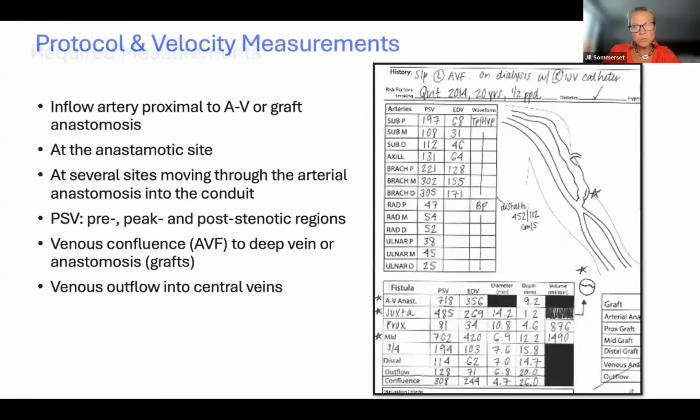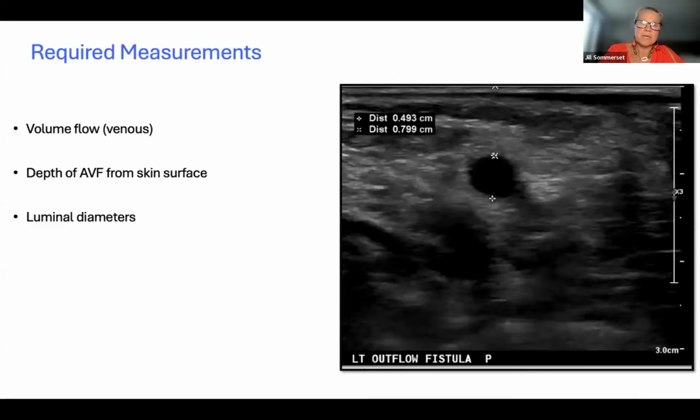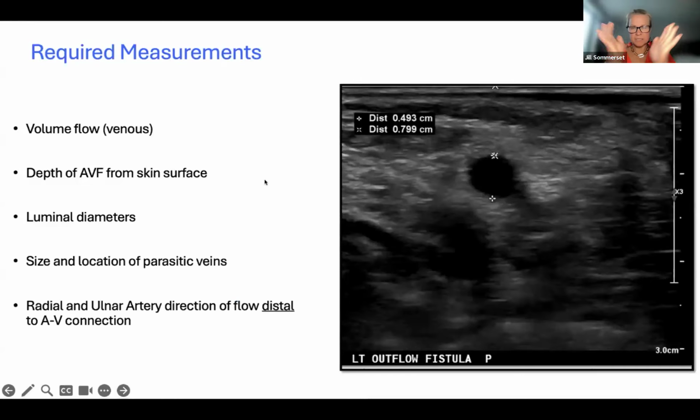So this whole diagram is really helpful to show the patient, but also for the multidisciplinary team to really understand what's happening with this particular patient. And so the required measurements that we like, again, are the depth, the luminal diameters, and the flow volume. You can document these parasitic veins that I talked about because sometimes they steal.